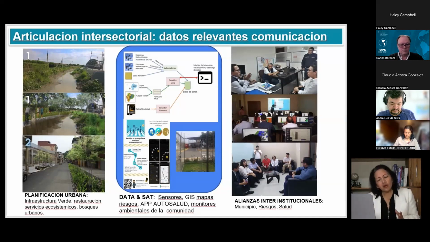And something that is also relevant is this work between the municipal government, the healthcare sector, and the population. We have different levels and work with researchers as well. And so having very specific actions in the field for a specific neighborhood or a specific city.